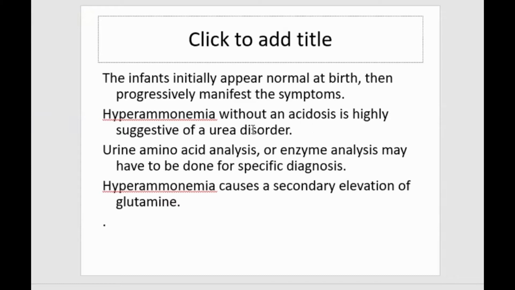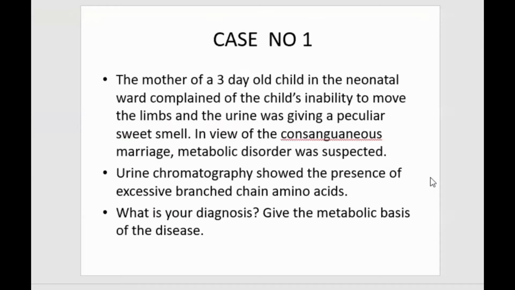Whereas hyperammonemia with acidosis, you have seen, occurs in branched chain keto acid dehydrogenase deficiency and organic acidemias. Urine amino acid analysis or enzyme analysis may have to be done for specific diagnosis. Hyperammonemia causes a secondary elevation of glutamine. This is about hyperammonemias.